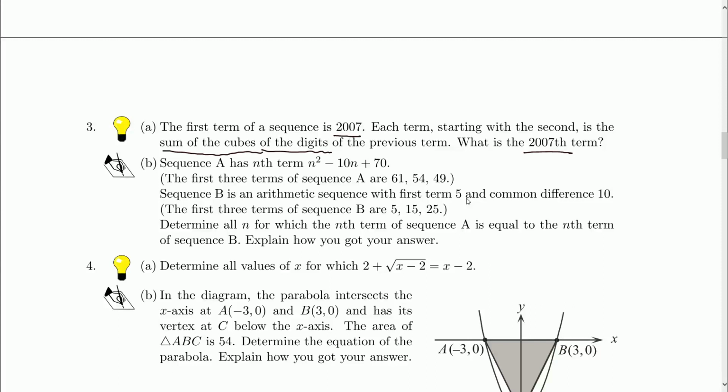Okay, so 2007 is sort of a big number. And if we're going to start working out this sequence term by term by term, we're going to waste a lot of time if we try computing the 2007th right from the start to the end. So my guess is there's probably some sort of trick.